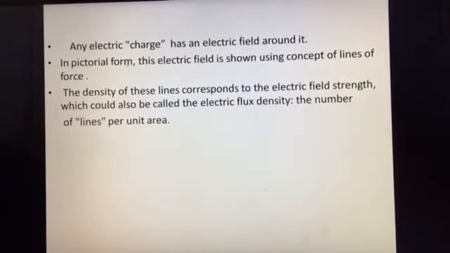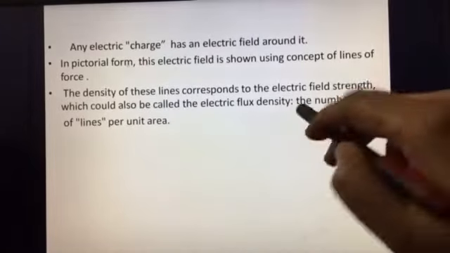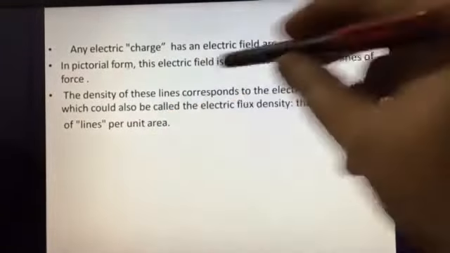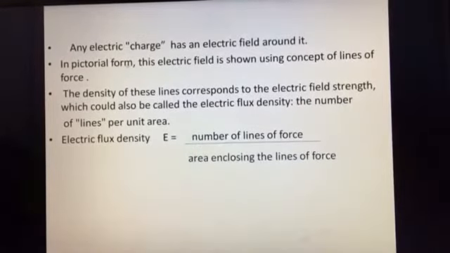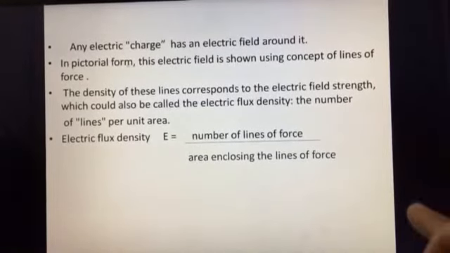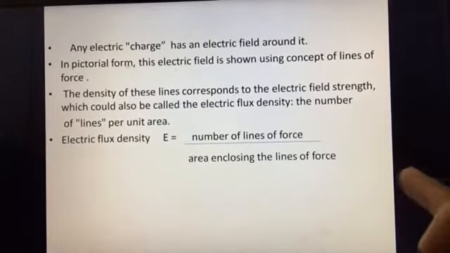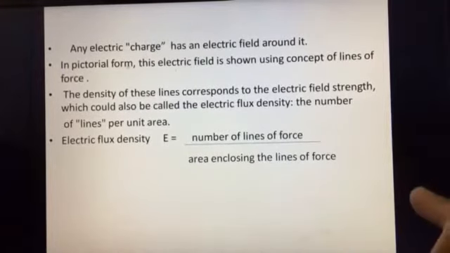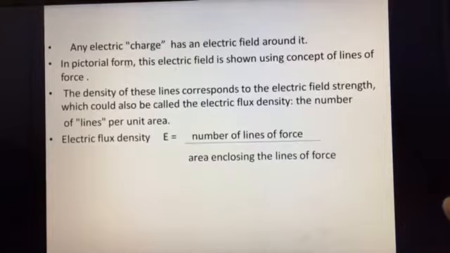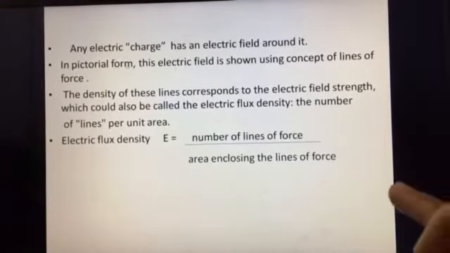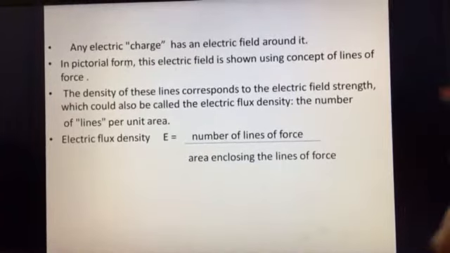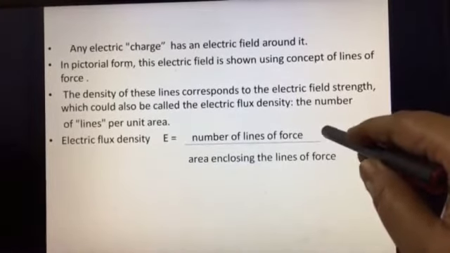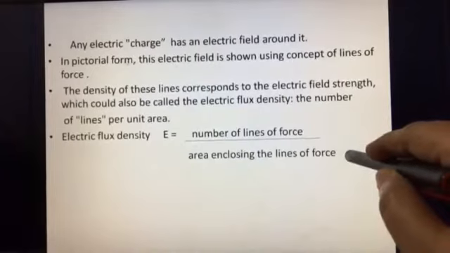So it depends on the number of lines per unit area. Electric flux density or electric field intensity, E, can be written as the number of lines of force divided by the area enclosing the lines of force. So what is electric flux density? Number of lines of force divided by the area.